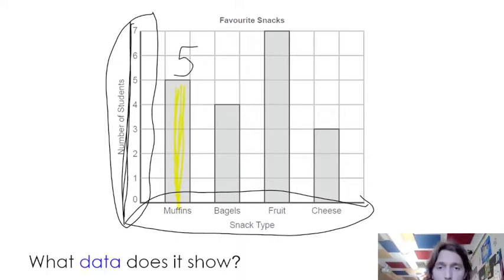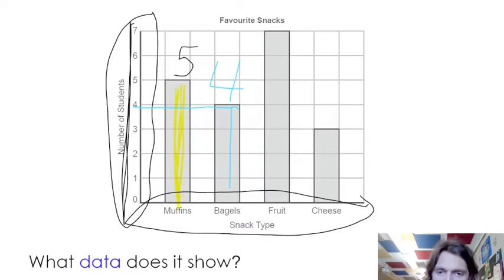Right? Now let's go to bagels. So bagels, let's count up together again. We start at 0. We have 1, 2, 3, 4, right? If we look at the very top, there's that line that goes over to the number 4. So 4 people like bagels for their favorite.